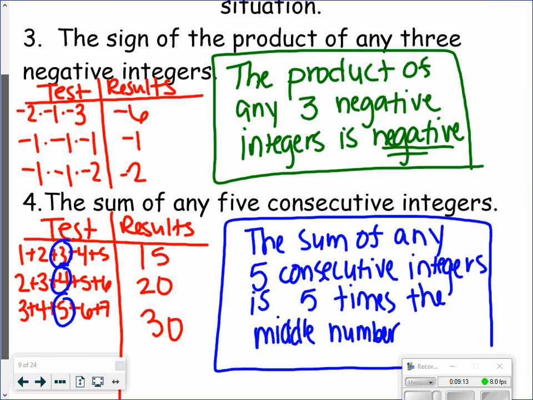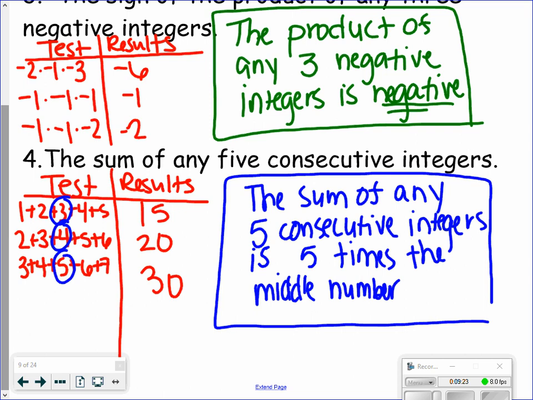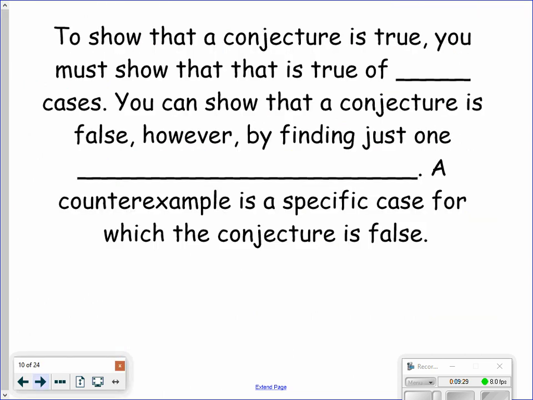Okay, so when you take 3 negative numbers and multiply them, you maybe already know this rule. Some of them are obvious, okay? 3 negative numbers multiplied gives you a negative every single time. And when you added 5 consecutive integers together, you took 5 times the middle number. To show a conjecture is true, you must show that it is true of all cases. You can show that a conjecture is false, however, by finding just one counterexample.